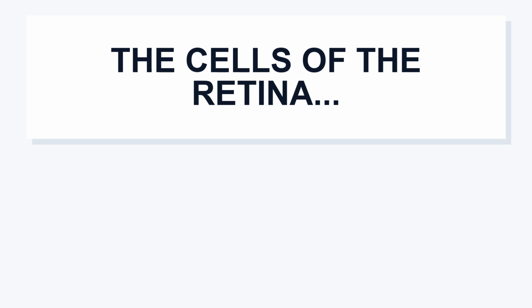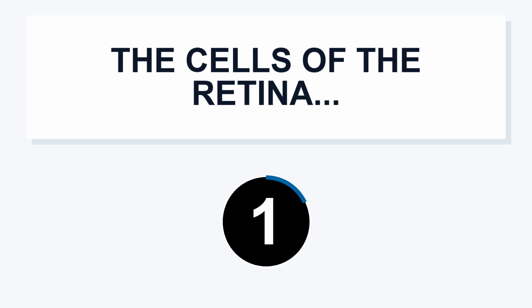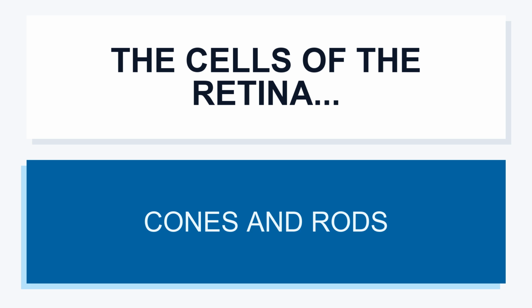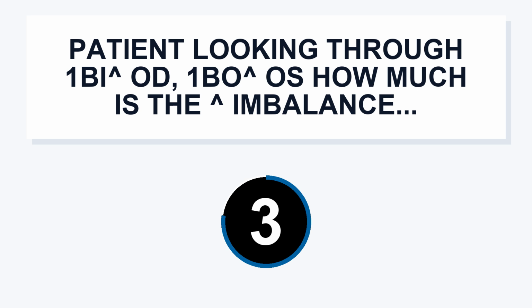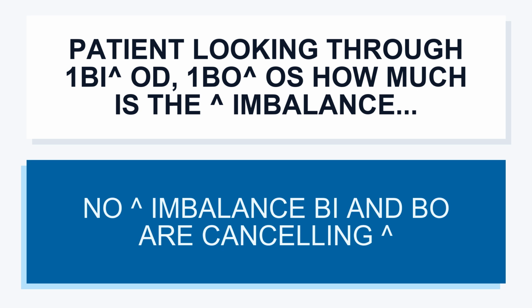The cells of the retina. Cones and rods. Patient looking through 1 base out prism OD, 1 base out prism OS. How much is the prism imbalance? No prism imbalance, base in or base out cancelling prism.